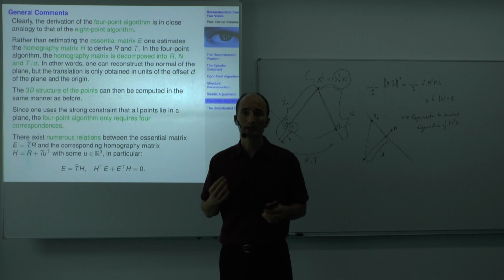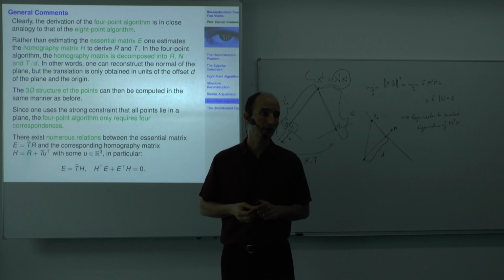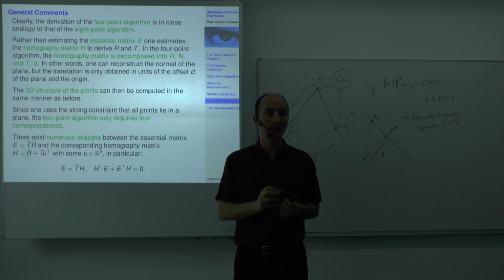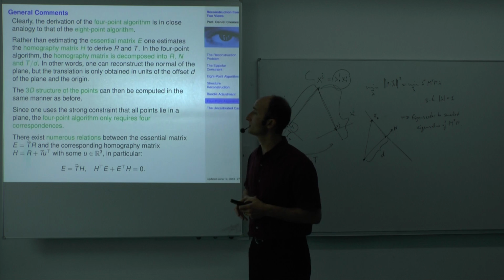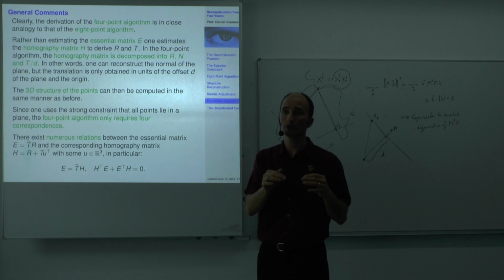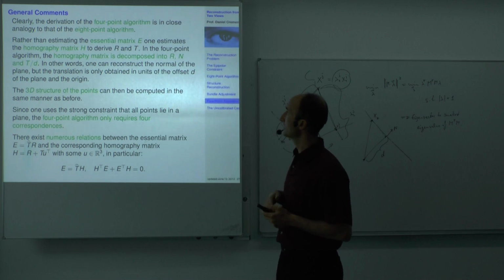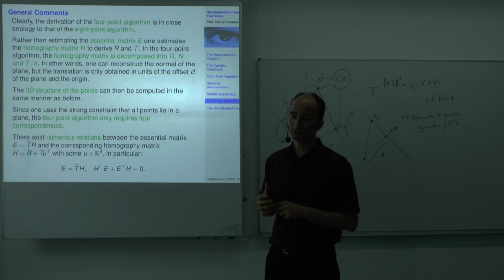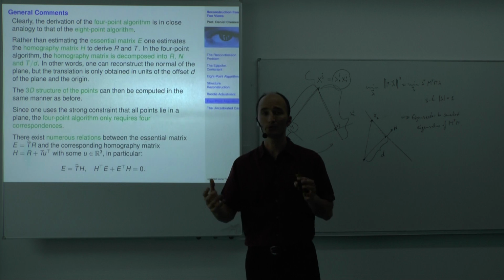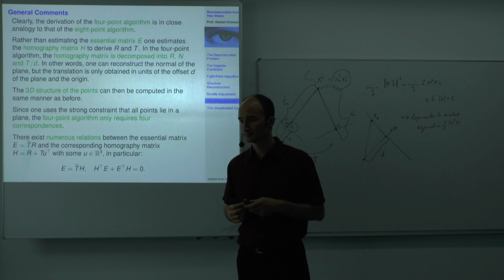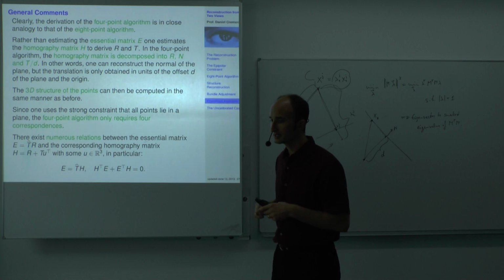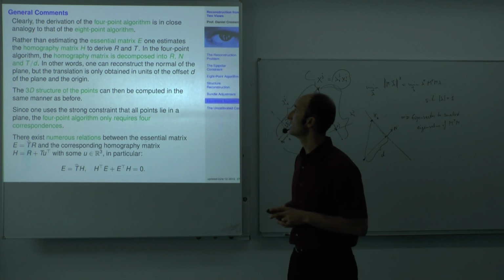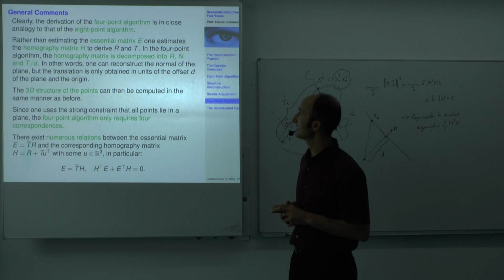So you saw already the whole derivation of the 4-point algorithm is almost identically copy-pasted from the 8-point. Under this additional constraint of the points living on a plane, I see that I only need 4 points to get a reconstruction that is unique up to scaling. And so instead of the essential matrix, we estimate the homography matrix H to derive rotation and translation.